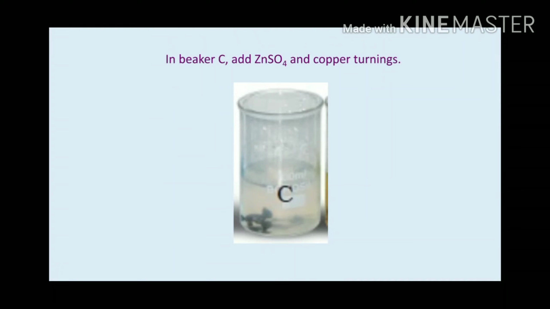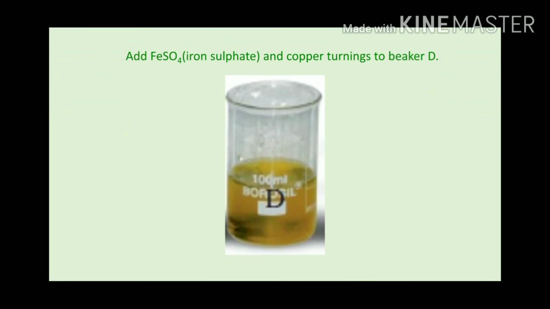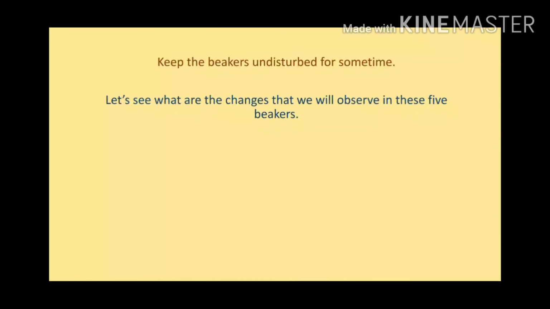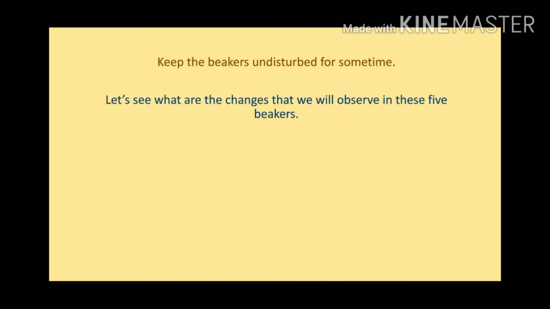In beaker C, add ZnSO4, that is zinc sulfate, and copper turnings. Add FeSO4, that is iron sulfate, and copper turnings to beaker D. Add zinc sulfate and iron nail to beaker E. Keep the beakers undisturbed for some time. Let's see what are the changes that we will observe in these 5 beakers.